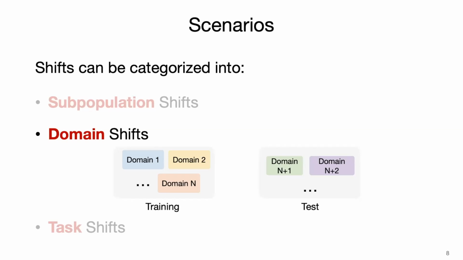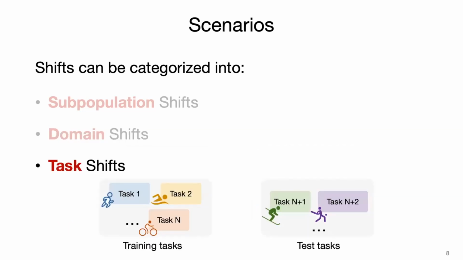So this is for domain shifts, where we care more about the performance on new unseen domains. However, in domain shifts, all of these domains tackle the same task. So in task shifts, we focus on the problem where we have a bunch of training tasks. We would like to train a model on these training tasks, and then make this model generalize to unseen new test tasks.